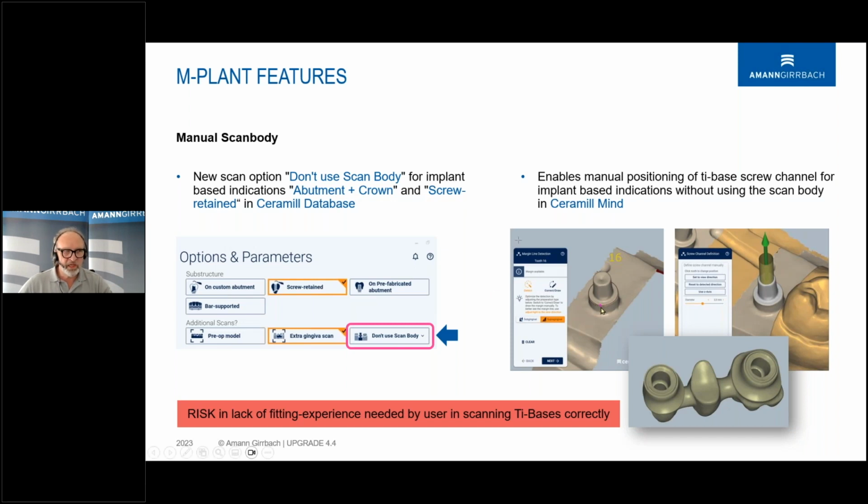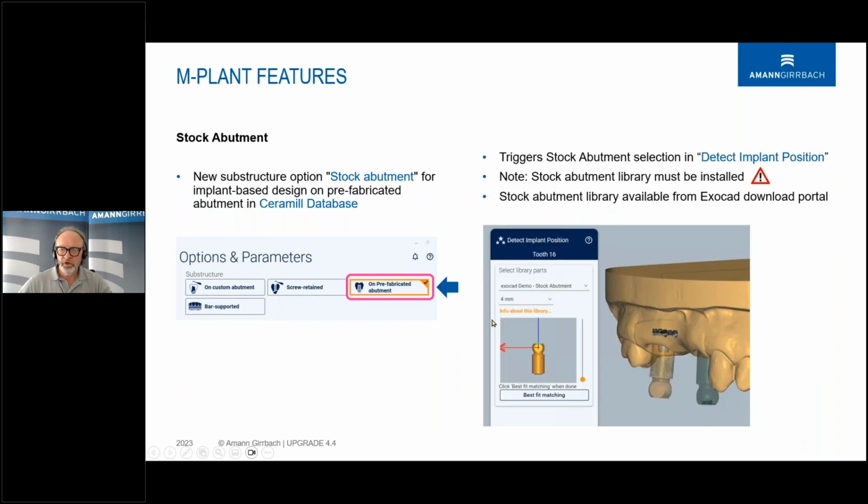It starts with the detection of the margin, and later on with a screw channel, more or less like a coping. The stock abutment will be loaded from the library, and you design your crown and bridge directly on top of this.